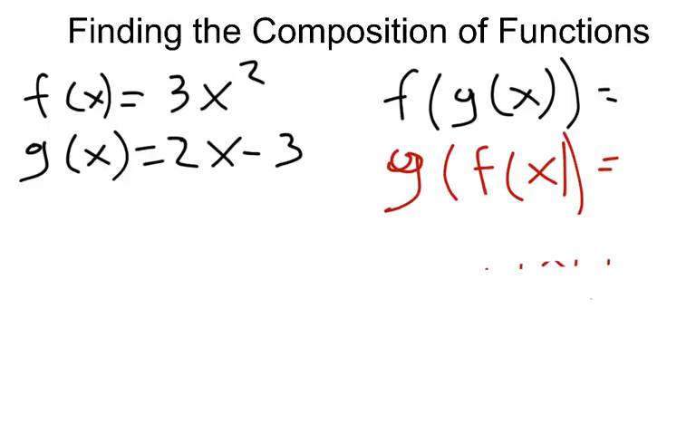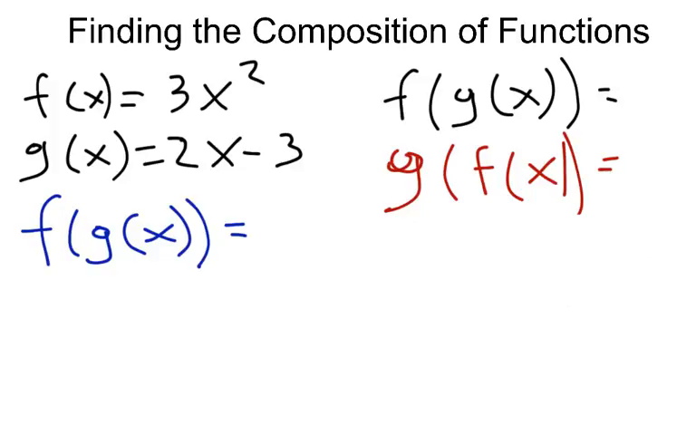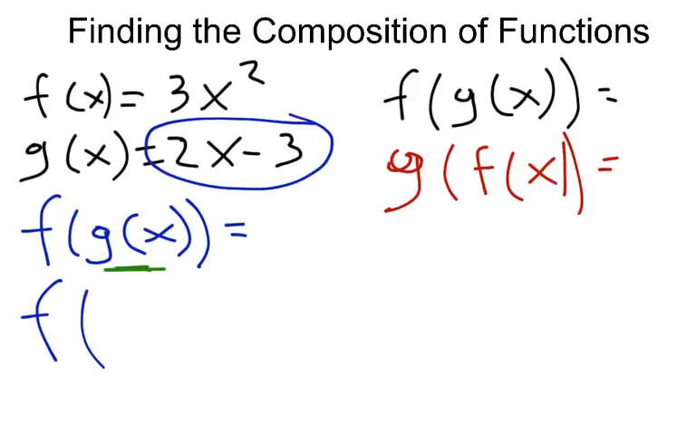Alright, so let's do the first one. We do f of g of x. The process is the following. My first step is to replace the inside function. So I'm going to have f of, instead of g of x, I write my g function, which is 2x minus 3. I'm replacing the inside function, the g of x.